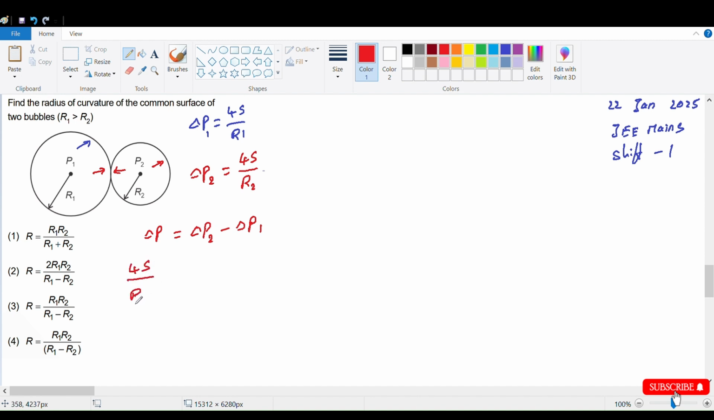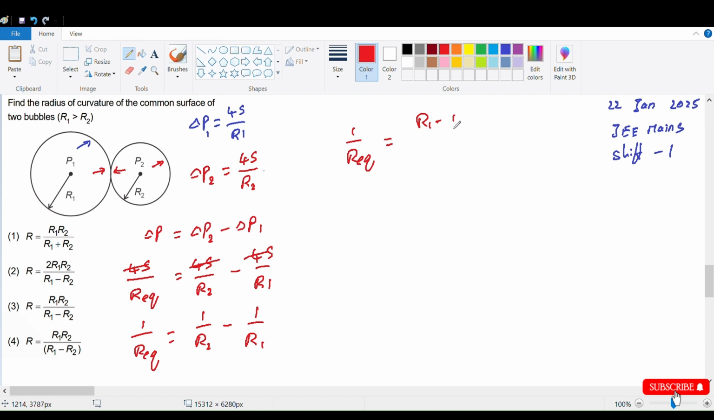4S by R equivalent it will form. And how much do we know? We know this is 4S by R2 minus 4S by R1. Cancel 4S. So 1 by R equivalent is equal to 1 by R2 minus 1 by R1. Take LCM: 1 by R equivalent is equal to (R1 minus R2) by R1 R2. So finally R equivalent will be R1 R2 by R1 minus R2. So the third option is the correct answer.